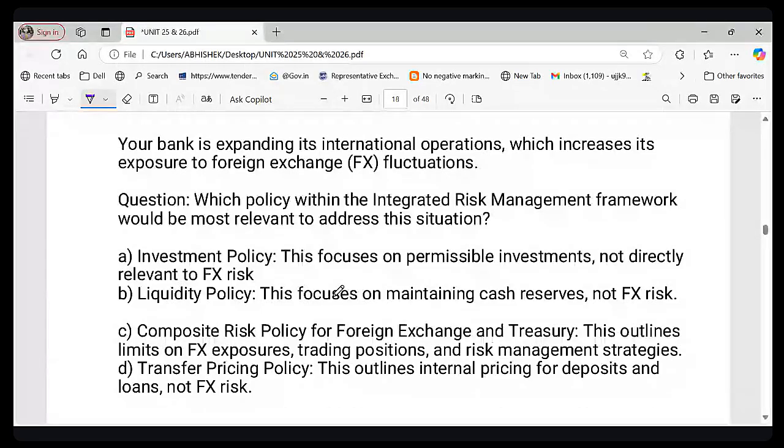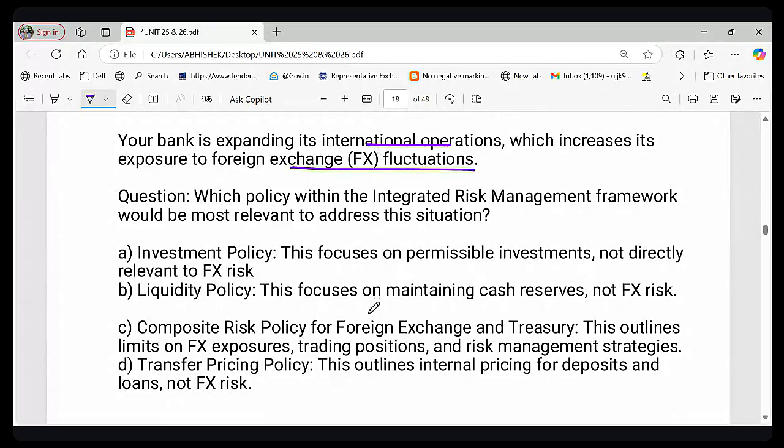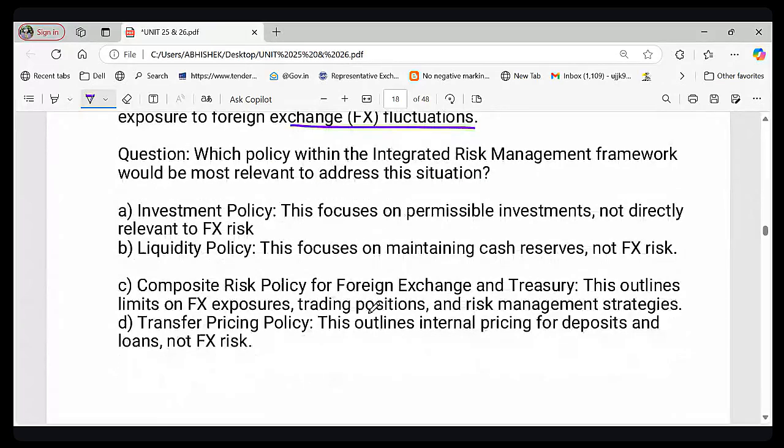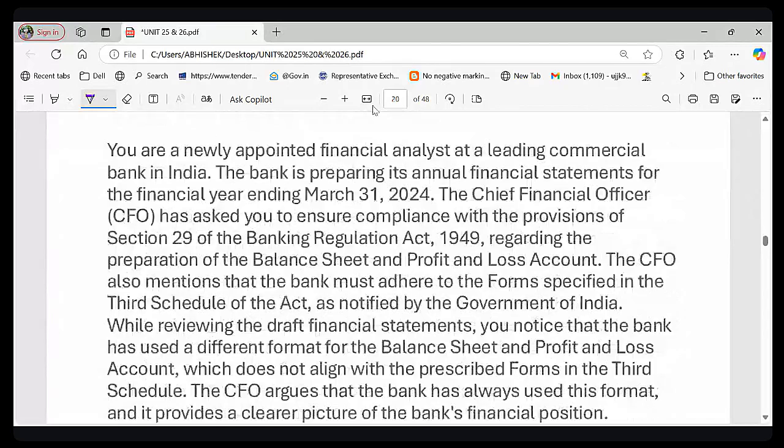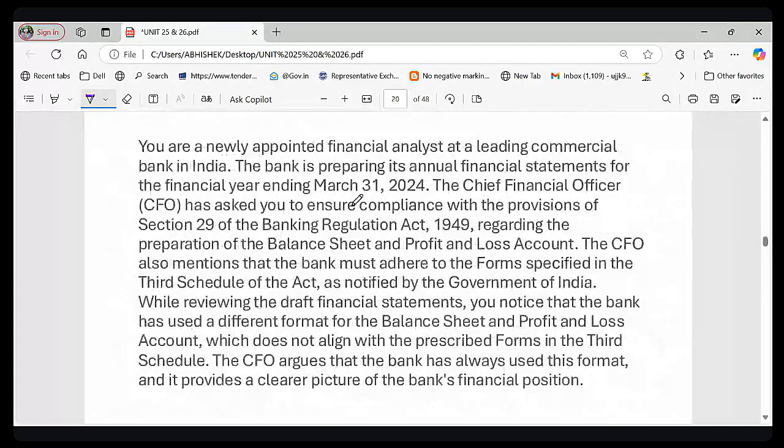The question is, your bank is expanding its international operation, which increases its exposure to the foreign exchange fluctuation, right? Okay, fine. So let me skip this question because the answer is written. Let's see this particular question, because in the previous question, the answer was written in front of the question. No need to go to that. This question is a very conceptual question. You have to go through it. So let me explain what is happening here.